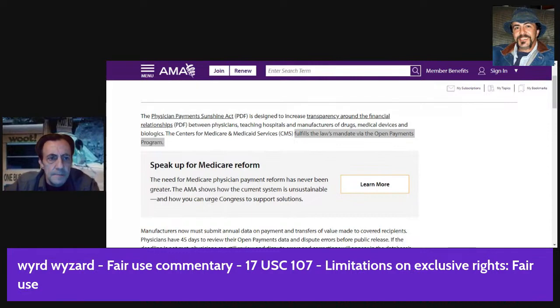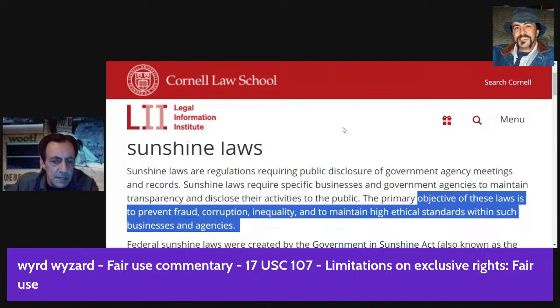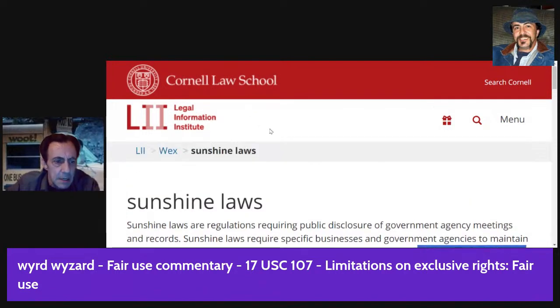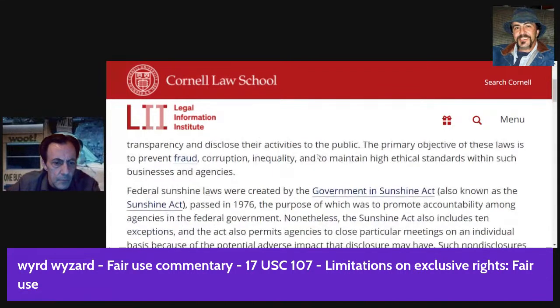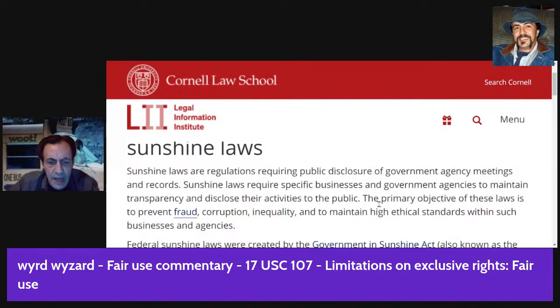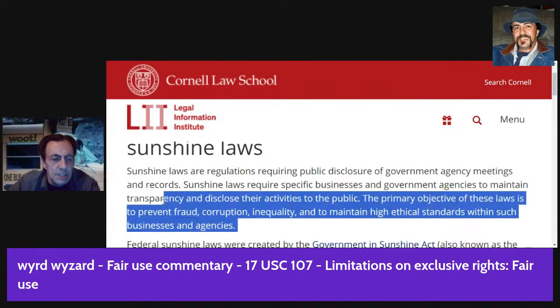And then the next one, and you know what? I forgot to move the panel. So here's that Sunshine Laws. Anybody who wants to get a screenshot of it, you can just look it up on Cornell Law School, LII Wex, Sunshine Laws, and it should show up. But the objective is to prevent fraud, corruption, inequality, and to maintain high ethical standards within such businesses and agencies.